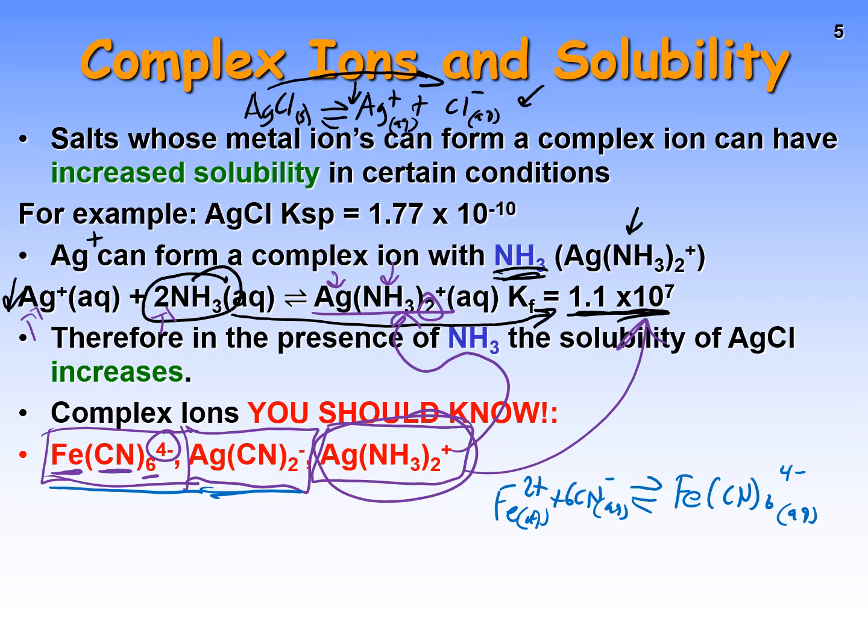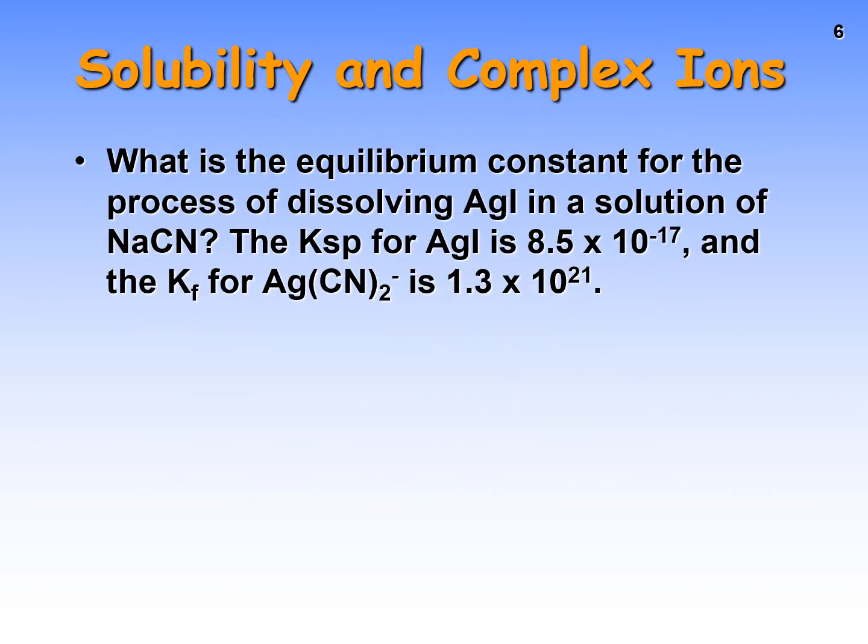All right, so let's do one last type of problem involving this. What is the equilibrium constant for the process of dissolving AgI in a solution of NaCN? The Ksp for AgI is 8.5 times 10^-17. And the Kf value for the complex ion, Ag(CN)2-, is 1.3 times 10^21. Well, as we know, we can write out these 2 equilibriums. AgI solid, the Ksp equilibrium is this: we have Ag+ as a product and I- as a product. And this is our Ksp equilibrium.